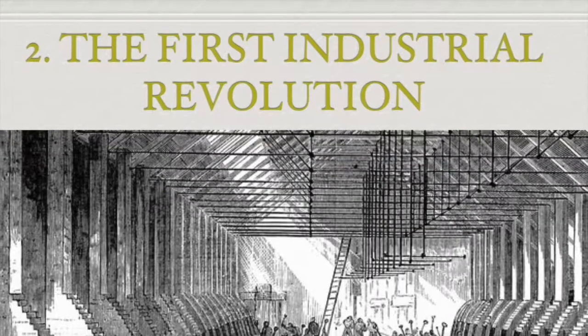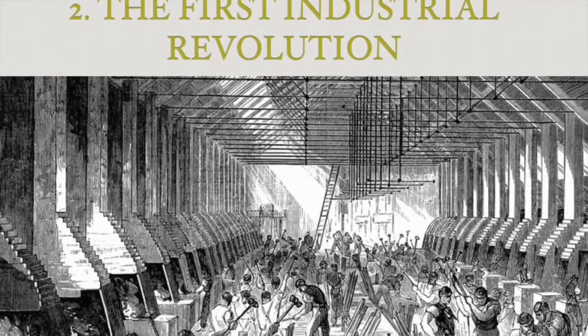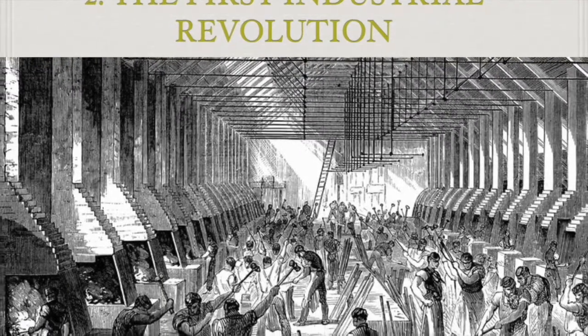The First Industrial Revolution. During the 18th and 19th century, a transition happened. It's the transition from artisan activity to industrial activity. So let's study the difference between them, what the industrial activity is and what the artisan activity is.